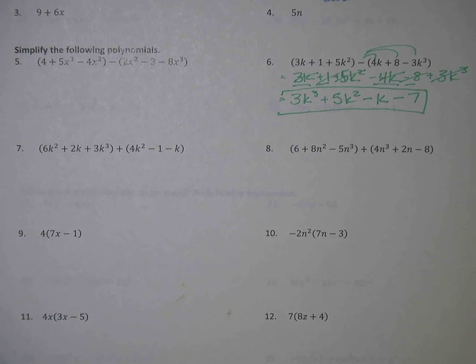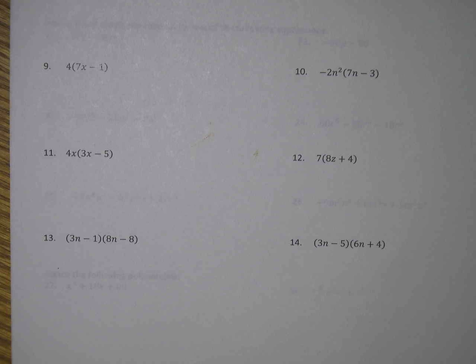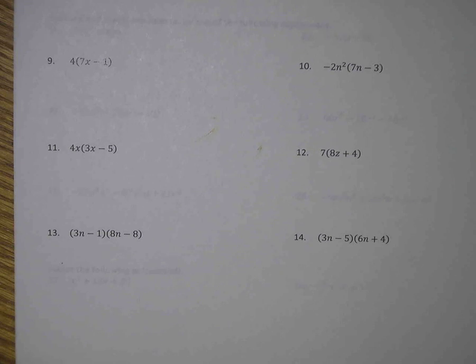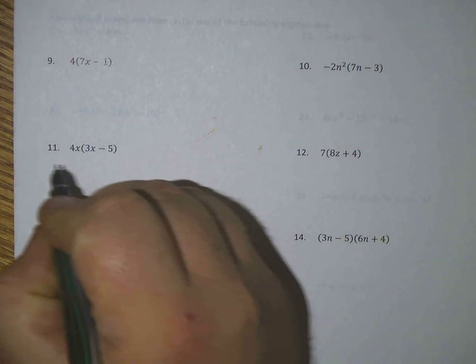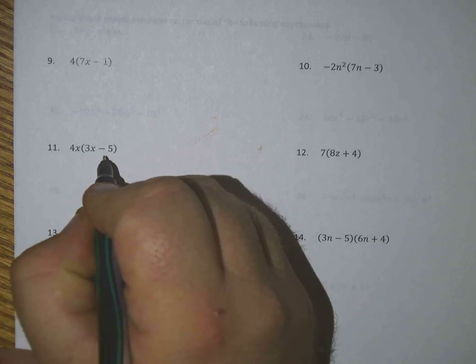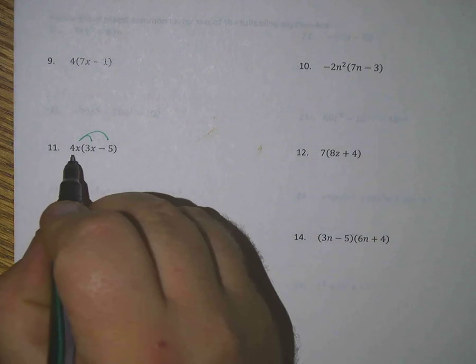In the next couple problems down here, we're dealing with distributing. Okay, I want to go ahead and look at number 11. So it's not the easiest, but it's definitely not the hardest either. Really, what I'm doing here is I'm multiplying 2 polynomials. This first one just happens to be a monomial, and the second one is a binomial. So I'm going to multiply those two together.